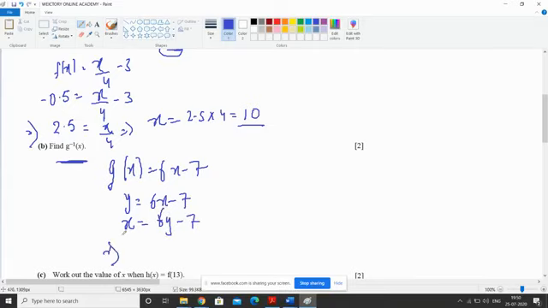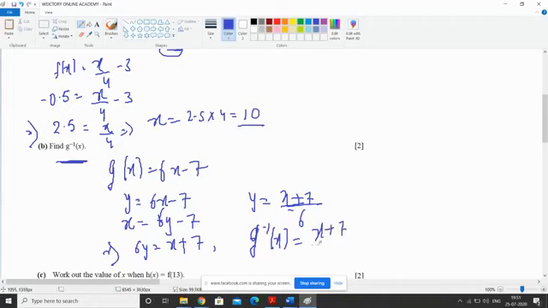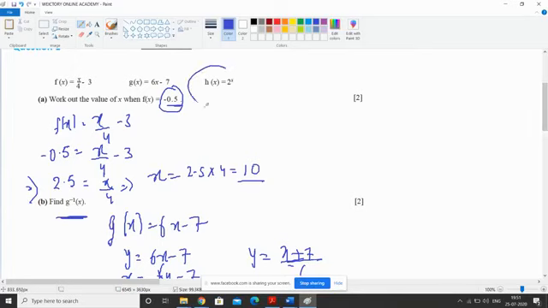And then make y the subject. So you will get 6y is equal to x plus 7, and then y is equal to (x plus 7) divided by 6. And this is your inverse function of g. So g inverse x is (x plus 7) divided by 6. That's the answer. Now the third is h(x) is equal to 2 to the power x.